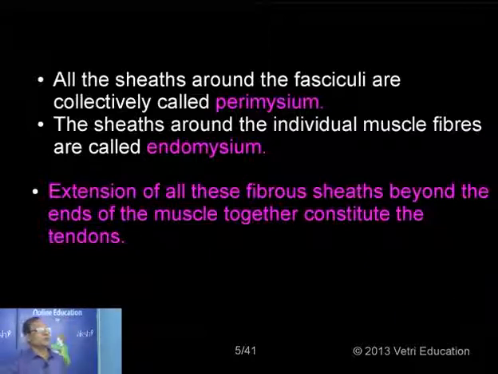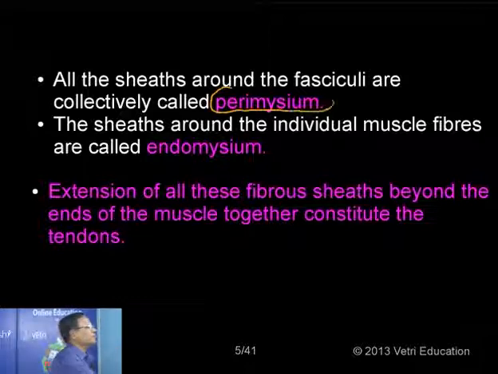Similarly, each muscle bundle, the fasciculus, is again enclosed by another fibrous connective tissue called perimysium. So we have many fasciculi, and each fasciculus is surrounded by a membranous covering, a fibrous connective tissue, called perimysium. Each fasciculus is made up of many muscle fibers.